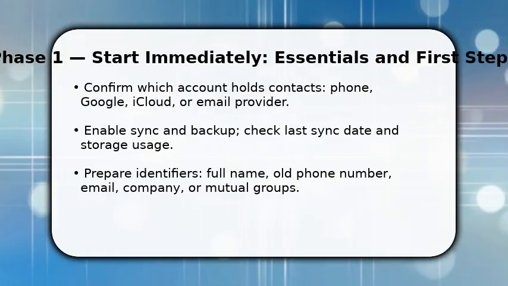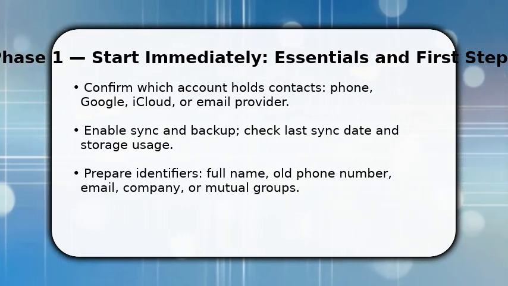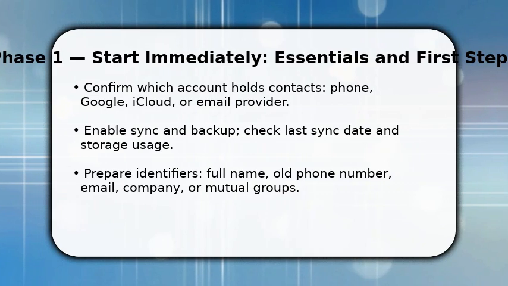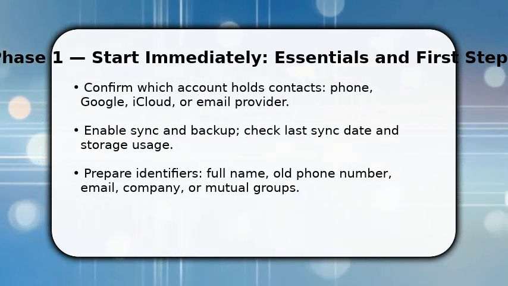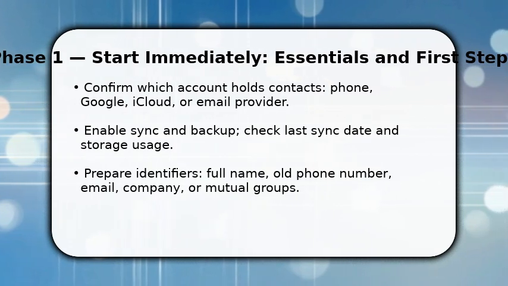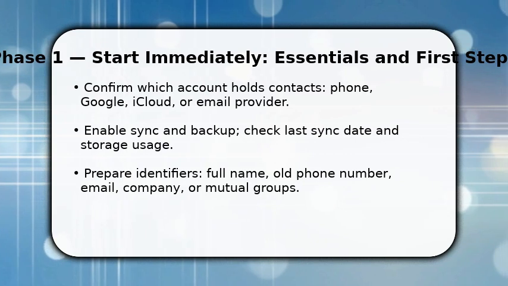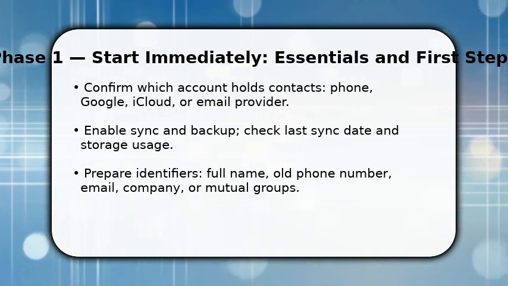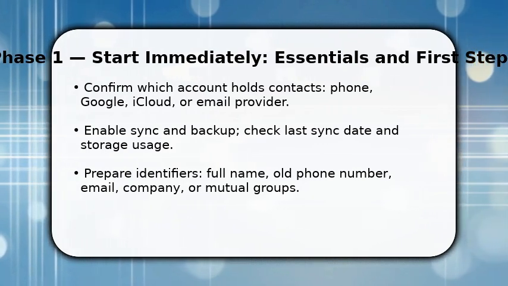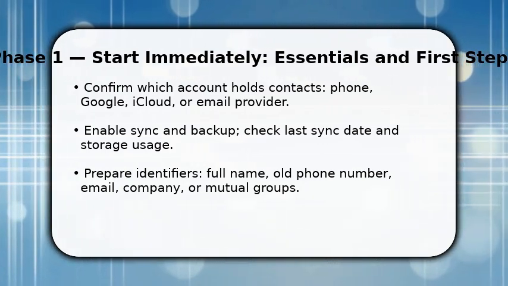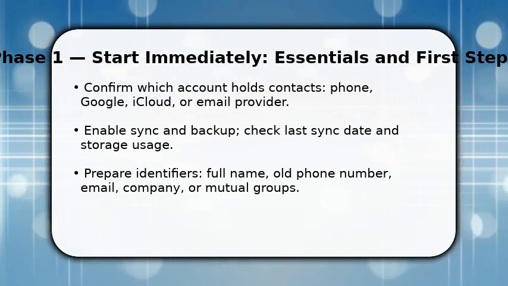You begin by locating the most likely source for the missing contact and then act immediately. Check your phone account lists, Google or iCloud, because sync often keeps old entries. Enable sync now if it's off. Next, review your last backup date so you know how far back to search. Have identifiers ready: full name, prior phone, email, or mutual groups, because these speed lookup and cross-referencing. Once you have this, move to targeted search methods and recovery steps with confidence.